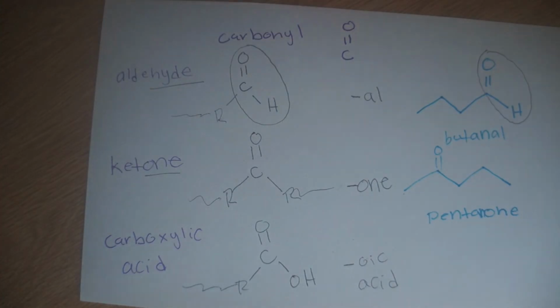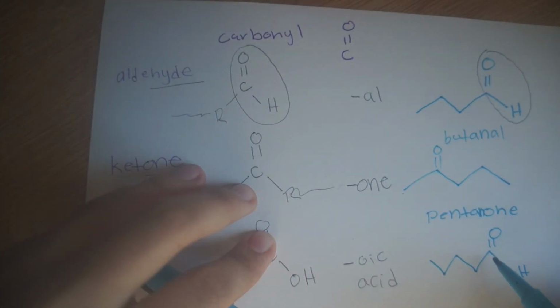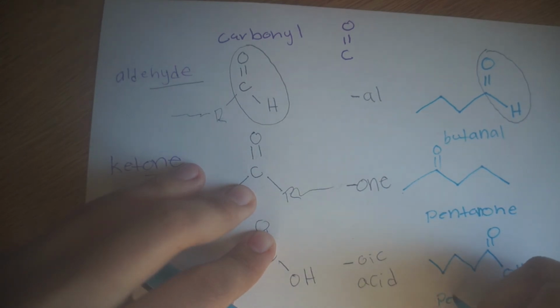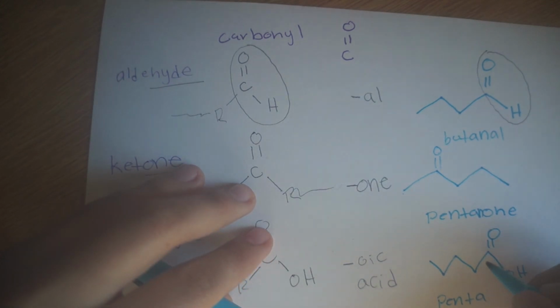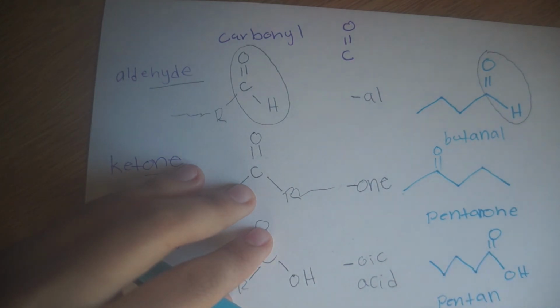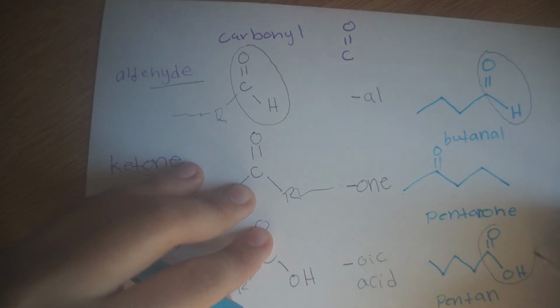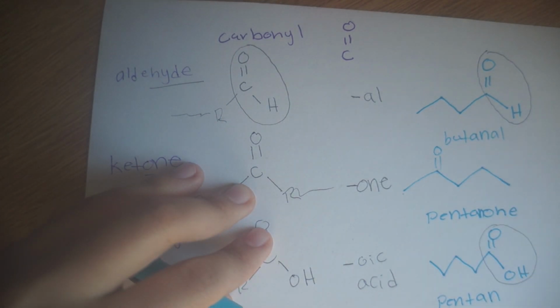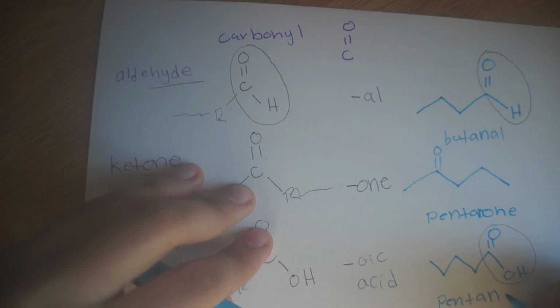An example of this would be 1, 2, 3, 4, 5, 5 carbon bonds, so it is penta. It would be pentane because it has single bonds, but since we notice that there is this, we're going to drop the E and we're going to put oic acid.